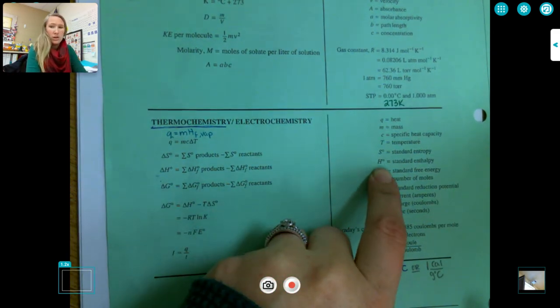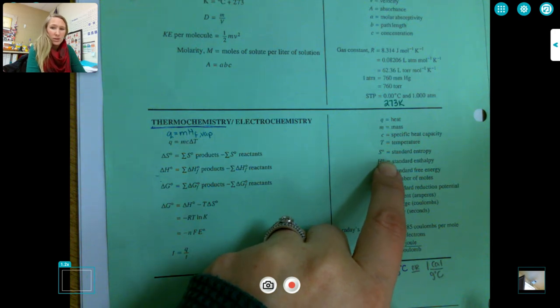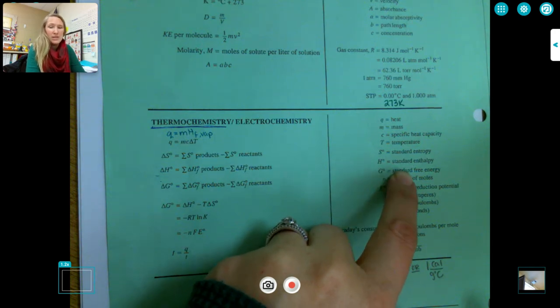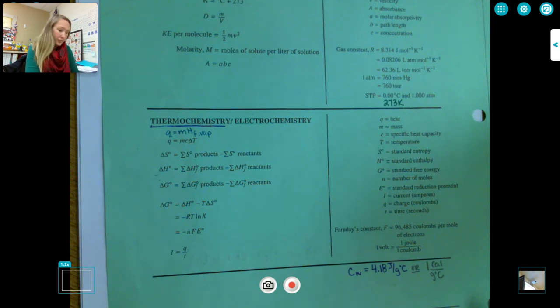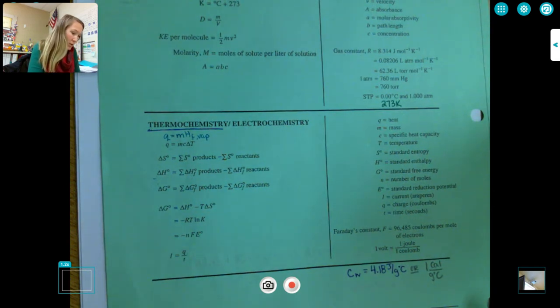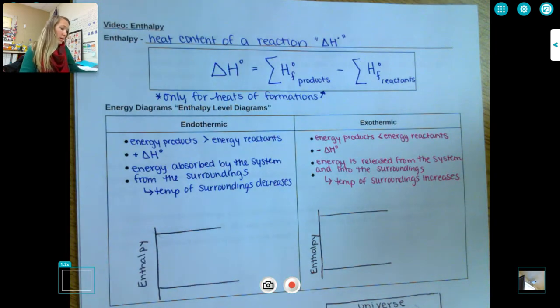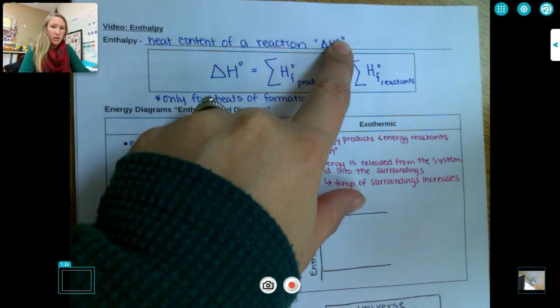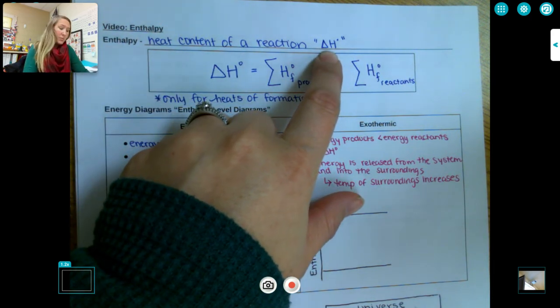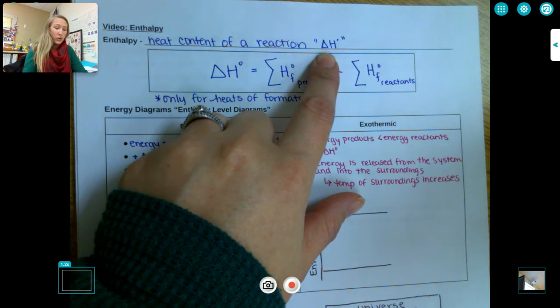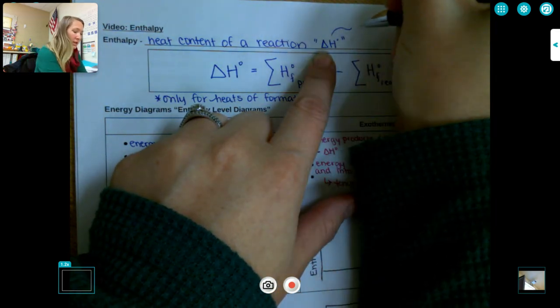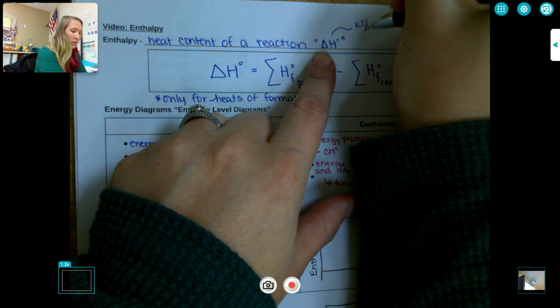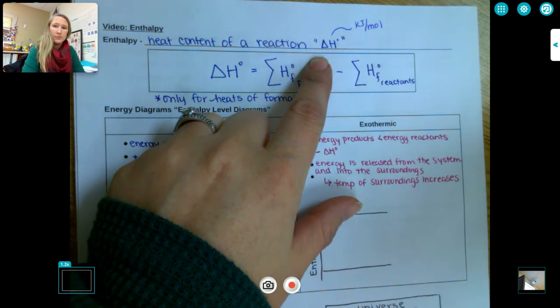It also tells you over here that H naught, that's what the little o at the top is, is standard enthalpy. I think those are the ones that we're going to use. So let's take a look at it. Enthalpy is the heat content of a reaction, delta H naught. Remember, we've been looking at delta H for a little bit, and delta H has units of kilojoules per mole.